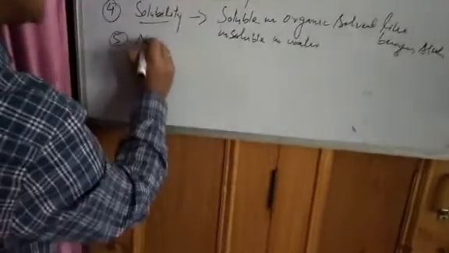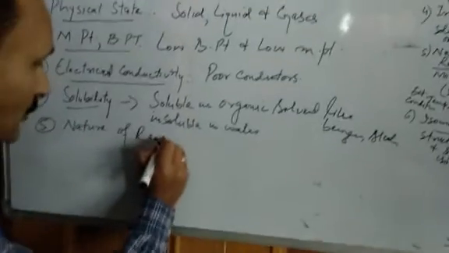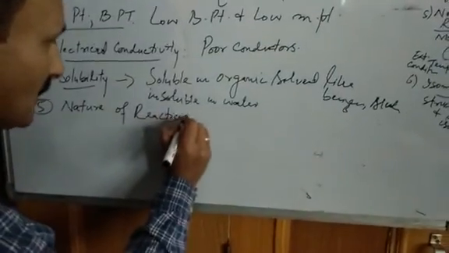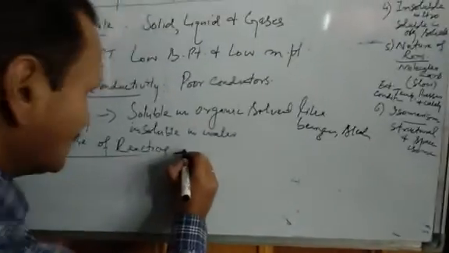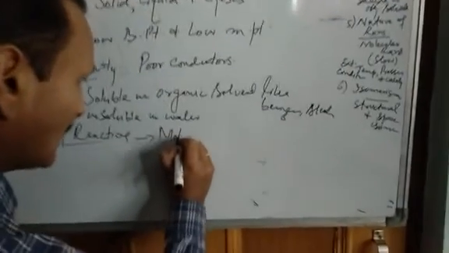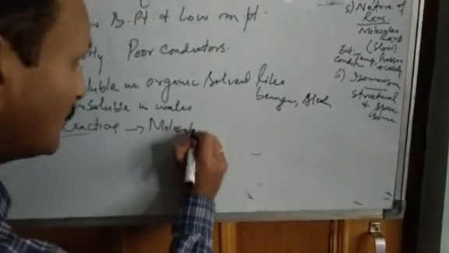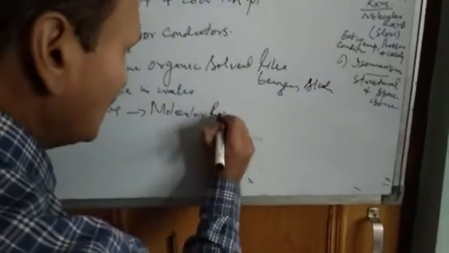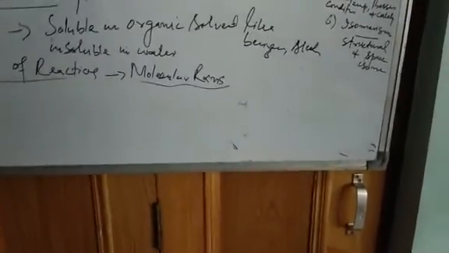Then coming to nature of reactions, that is what kind of reactions they undergo. These compounds, that is your covalent compounds, they undergo molecular reactions. And these reactions are very slow. They have very slow rates of reaction.